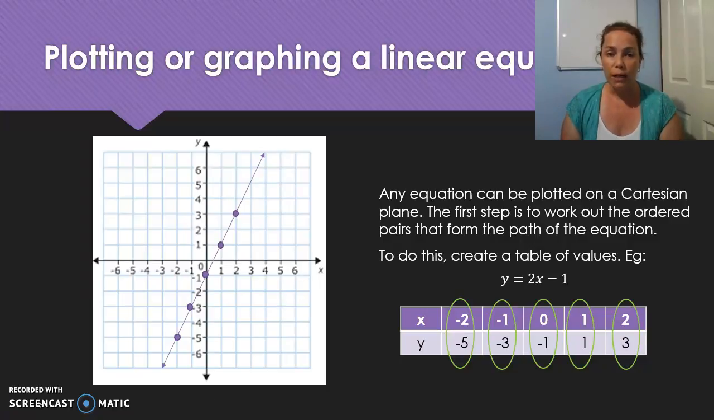Now, when you are actually plotting these and you need to work out your table, I strongly suggest that you plot at least 3 points. If you plot 2 points only and one of them is incorrect, your whole line is incorrect. But if you plot at least 3 and they're not falling in a straight line, you know that that's your clue to go back and rework the maths to see which of the points is incorrect.